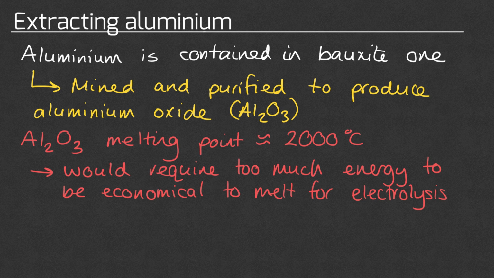Aluminium oxide has a melting point of around 2000 degrees. This means it would require way too much energy to be economical to melt for the process of electrolysis. If you're a company looking to extract the aluminium from the aluminium oxide, you'd probably spend more money heating up the aluminium oxide to melt it than you would from selling the aluminium, so it's not worth extracting it this way.